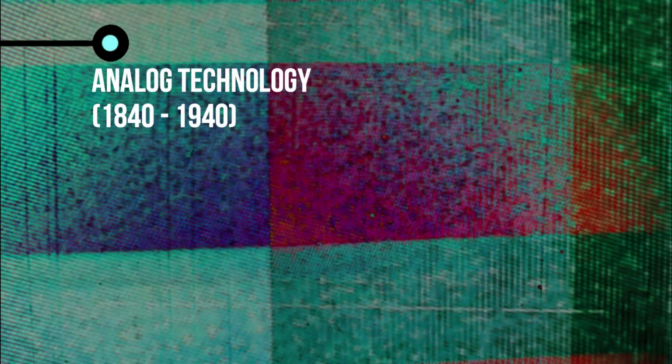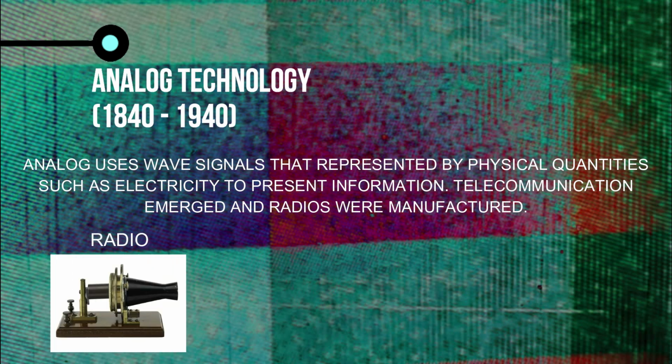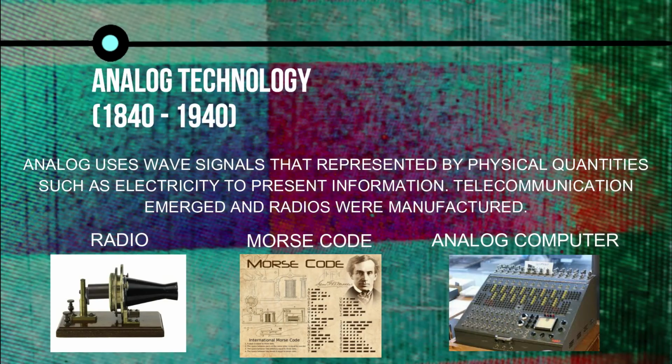With the interest growing during the mechanical stage, more technologies were invented during the analog technology. Analog technology uses signals represented by physical quantities such as electricity to present information. During the analog technology, the early inventions of telecommunication emerged and radios were manufactured. The Morse code and analog computer were also created during this time. Almost all of the inventions in this period were marked as a stepping stone for the emergence of new technologies to make the initial inventions more simple.